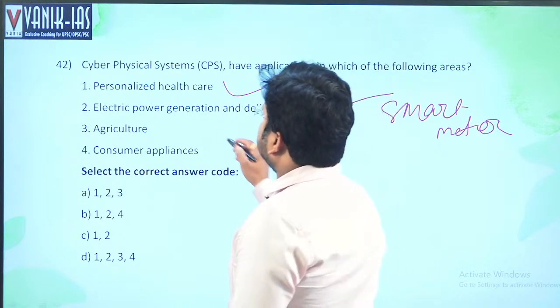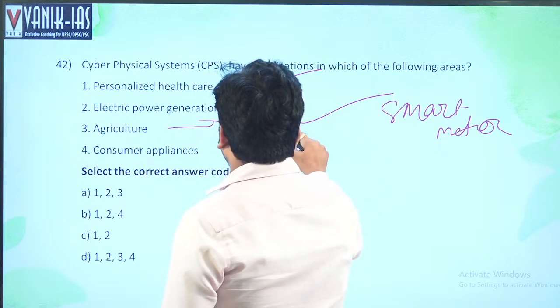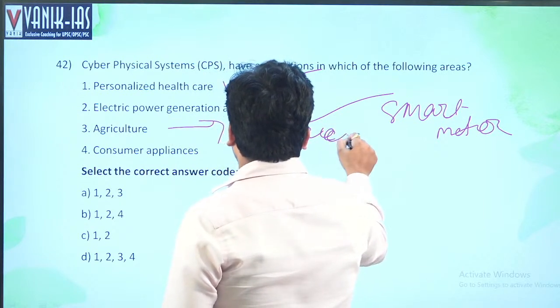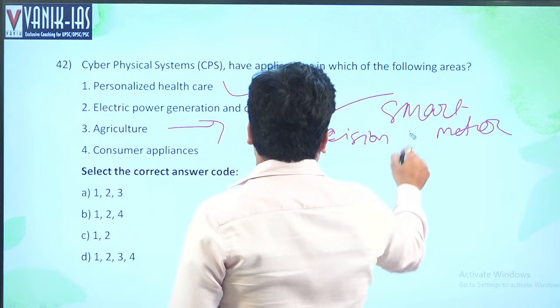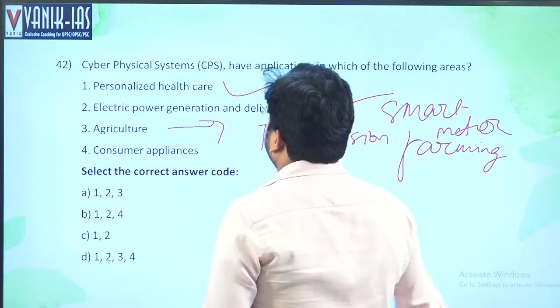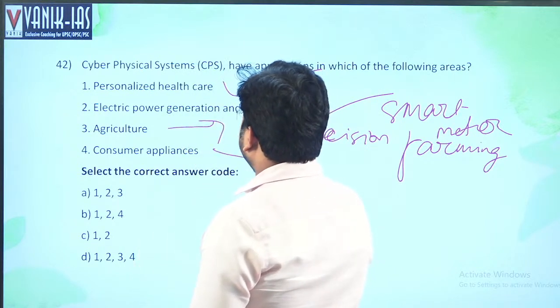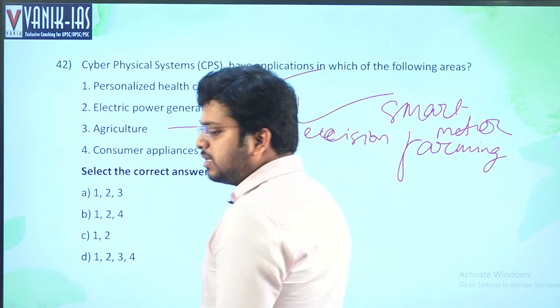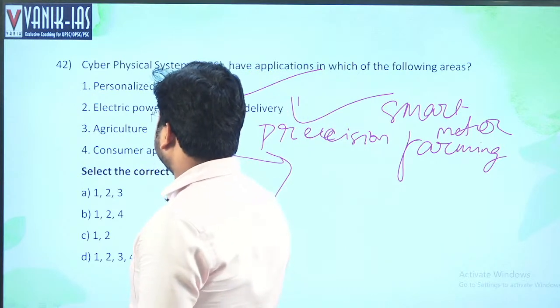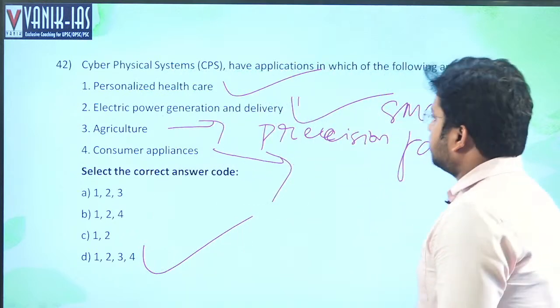Agriculture: we can use cyber physical systems in precision farming. Consumer appliances: yes, in various consumer appliances, cyber physical systems can be used. So all the statements are right regarding cyber physical systems.